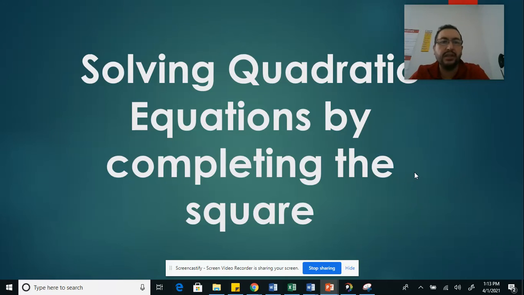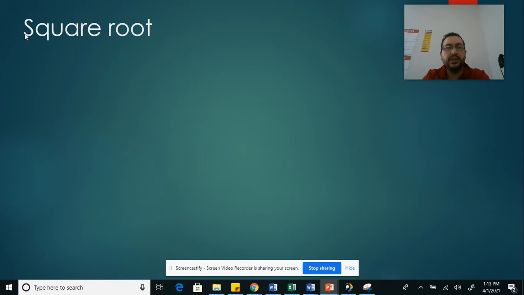Okay, today we're gonna talk about how to solve quadratic equations by completing the square. First we need to understand what a square root is. When we get x squared equals 9 and we want to solve for x, we need to take the square root, right? Square root from both sides.